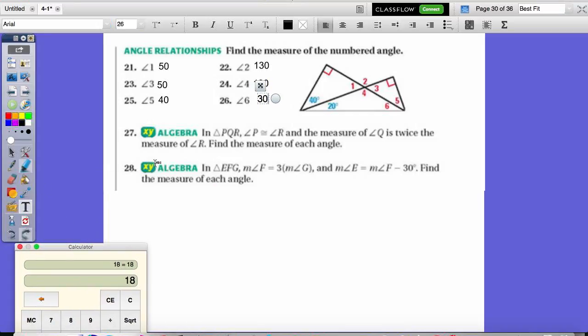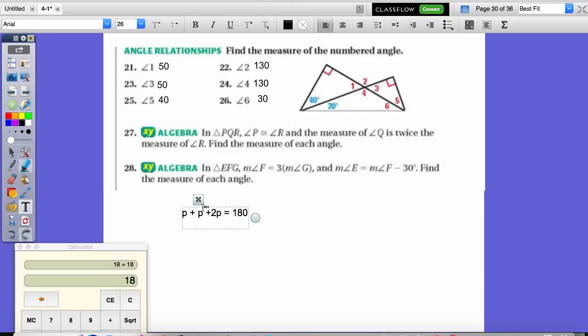Problem 27. In triangle PQR, P is equal to R, and the measure of Q is twice the measure of R. So find the measure of each angle. I'm going to say P for one angle, and since P is congruent to R, that's going to be another P. So R can be represented by P, and Q is twice the measure of R, which we said equals P, or can be represented by 2P, and that's all going to add up to 180.